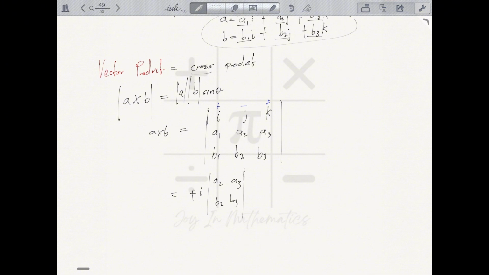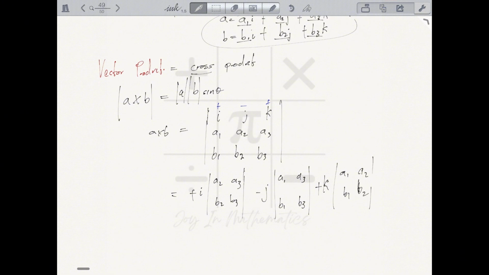Then we move on to the next column as minus j. With that, we also cross out the row and column, and we are left with A1, A3, B1, B3. And finally, positive k. We cross out the row and column, and we're left with A1, A2, B1, B2.